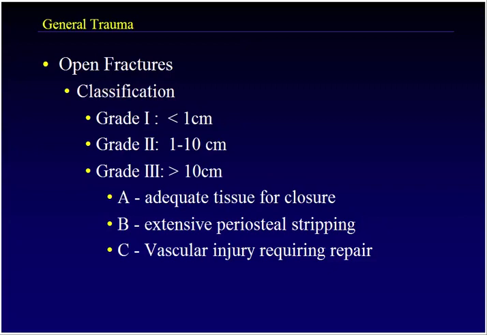Type 3Bs are where you have extensive periosteal stripping of the wound or perhaps gross contamination, such as farmyard injuries. And then the type 3Cs are the easiest really to recognize, because those are the ones that have a significant vascular injury that requires repair or revascularization of the extremity.